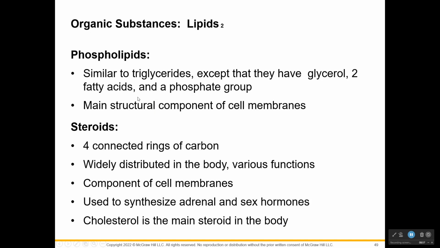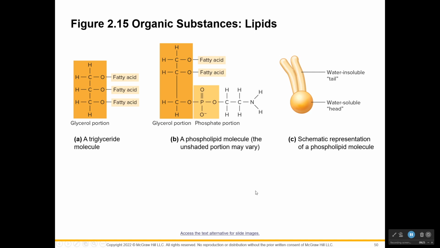Remember that phospholipids are similar to triglycerides, except they only have 2 fatty acids and a phosphate group added, and they are what make up cell membranes. So you want to always think about phospholipids making up cell membranes. Now, steroids are 4 connected rings of carbon with very little oxygen, like most lipids, and we see them used all over the body. They are a component of cell membranes. They are used to make hormones, and cholesterol is the number 1 steroid for the body.